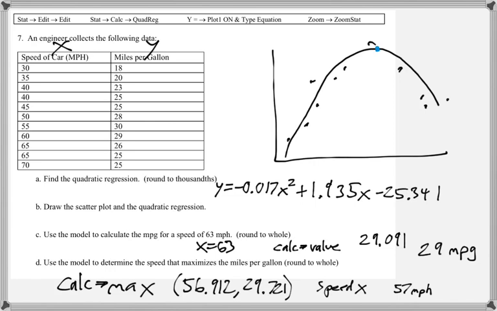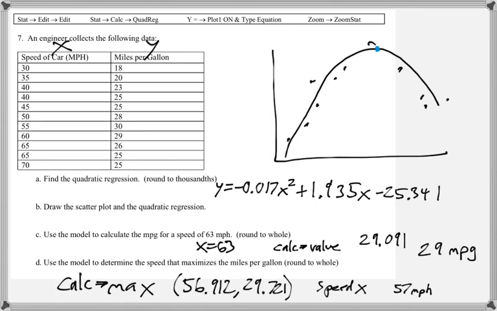Now again, we're using the model here, and that means we're using our regression model. We're not actually using the data points, and sometimes there's a discrepancy between the two, because if you look at the point here, 55 and 30, there was a car that went 55 and they got a miles per gallon of 30, and that's bigger than our 29.7 at 56 with the corresponding speed.